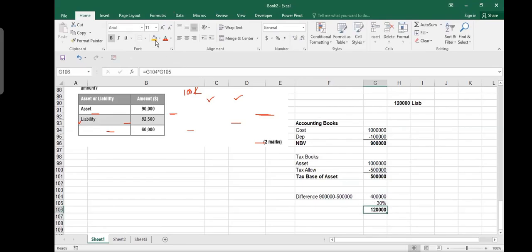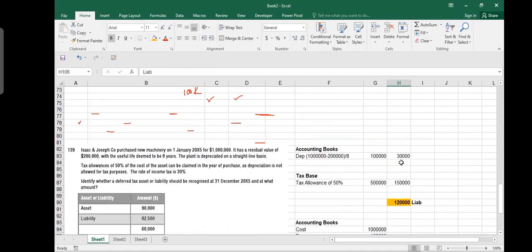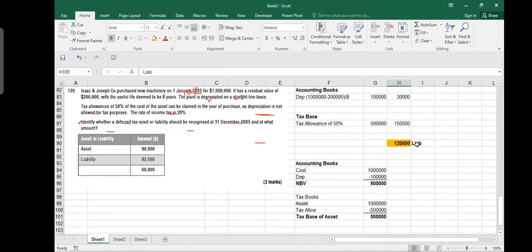So either I do it like this or I do it like this. Two methods I told you. Calculate the book values. The difference between the book values will decide your deferred tax amount. Because the book value is more in your accounting books, you will have a liability. So in any case, it gives you 120,000, or you calculate the benefits and the difference in benefits, it gives you 120,000.